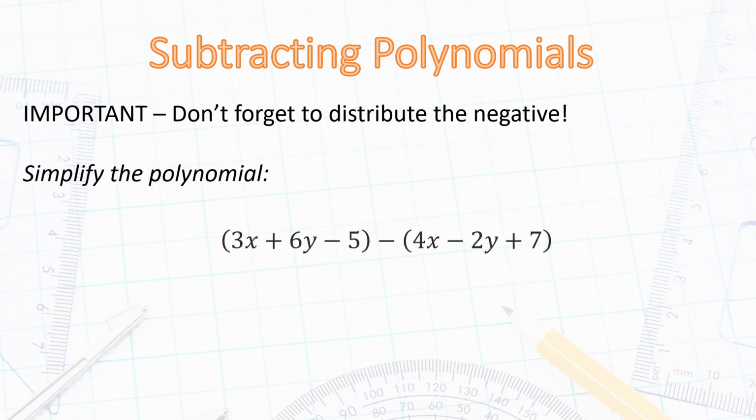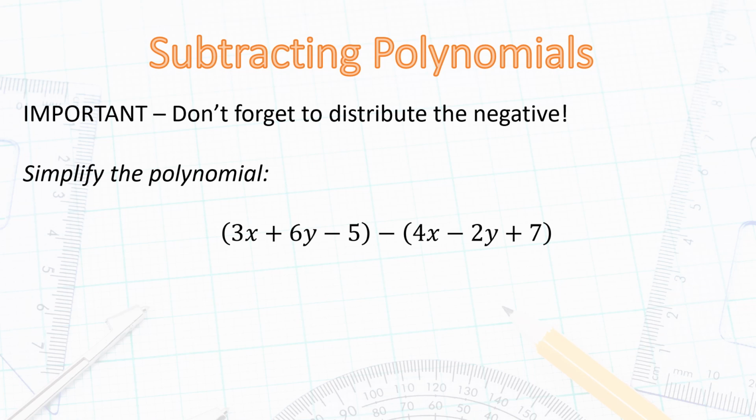Okay, so you can see the important part in bold up top. Don't forget to distribute the negative. You are subtracting an entire polynomial from another one, so everything inside the parentheses needs to change sign. This negative is actually distributing to all of the terms inside of it. So this 4x is going to become a minus 4x, the negative 2y is going to become positive, and the 7 is going to become negative.